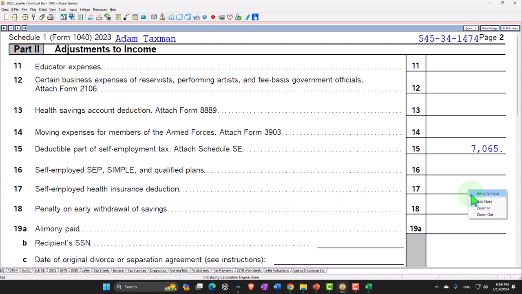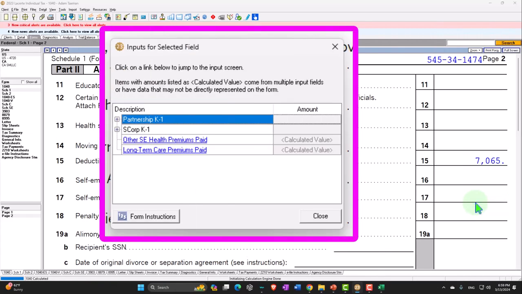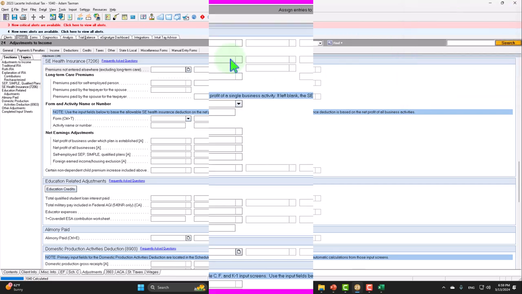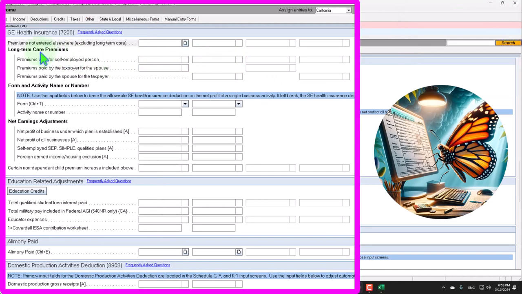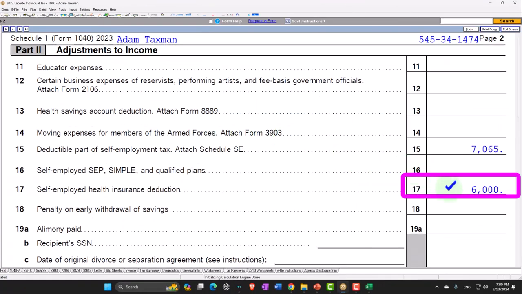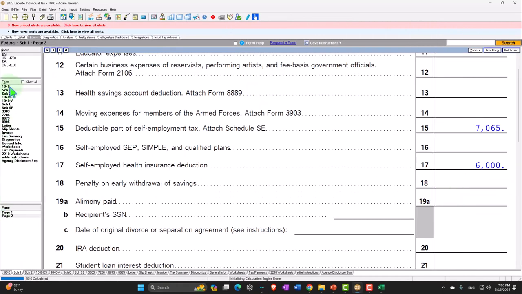And so this would be something that you have to make sure doesn't slip through the cracks if you find someone who's self-employed, or if you are self-employed, because it's not really on the Schedule C. It's not really a business expense. And like I say, the default position would be to take the self-employed health insurance through an employer if you had the capacity to do that. So anyways, the premiums not entered elsewhere. So I'm just going to put 6,000 there. So now we've got the self-employed health insurance that's being added in, and we can go to the Form 1040.